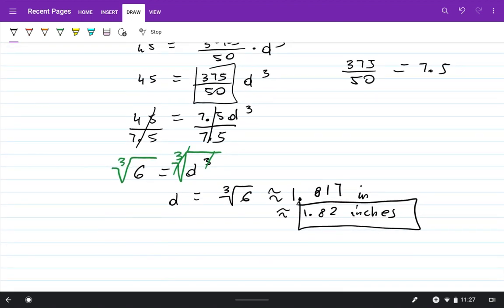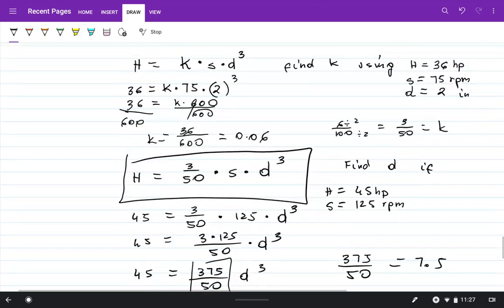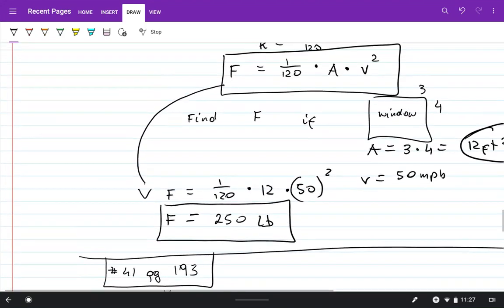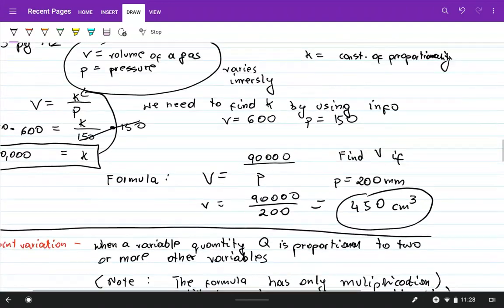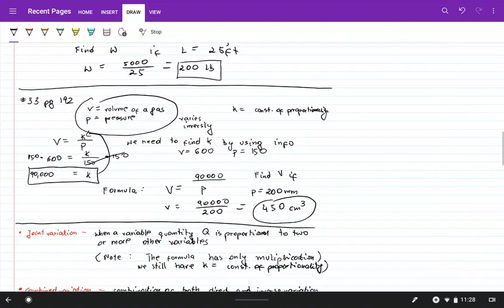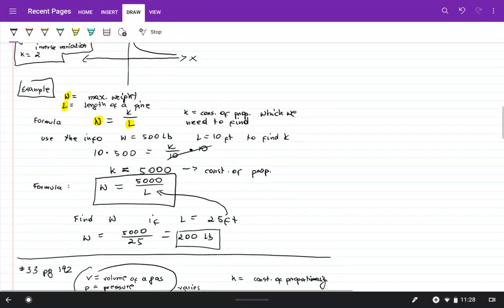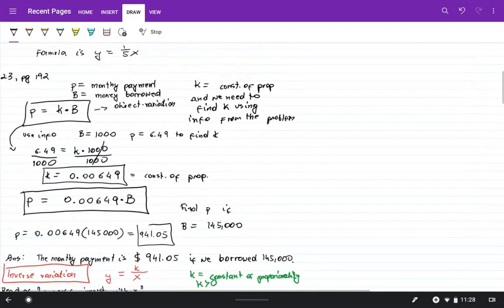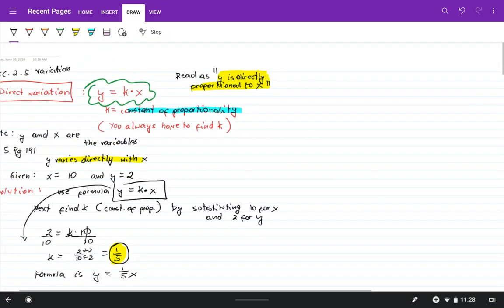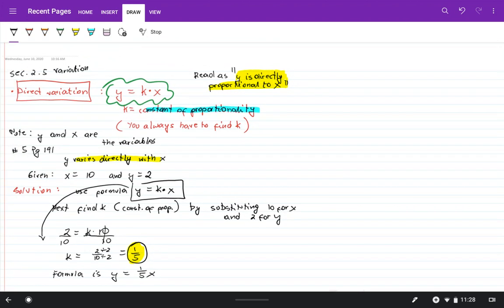Okay, so that's it for all of the problems from section 2.5. So 2.5 is the only section which has the word problems. I went over many word problems. Hopefully that will help you with the homework and eventually later study for a test, which we will have next week. So don't forget 2.5, important section. We talk about direct variation, which is only two variables which are proportional to each other. And in any type of variation, you always have a constant.